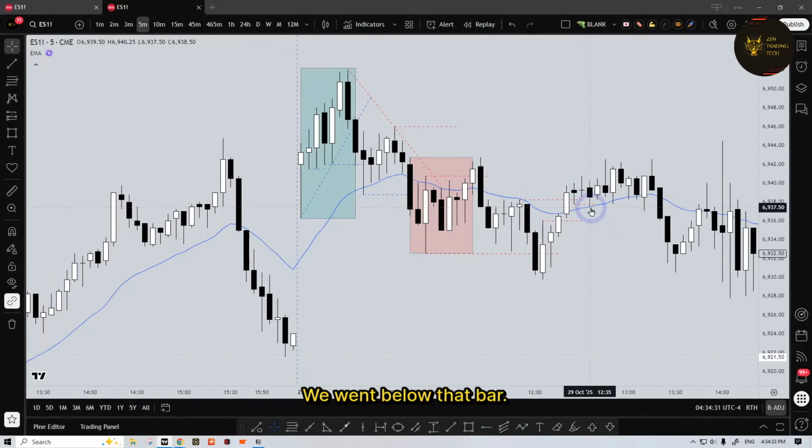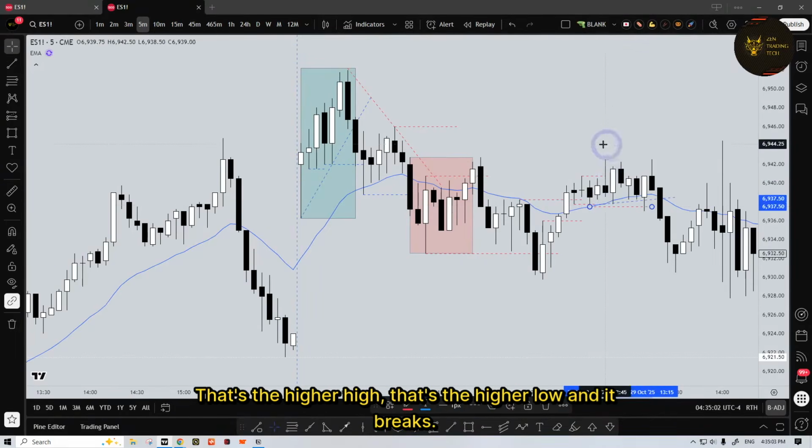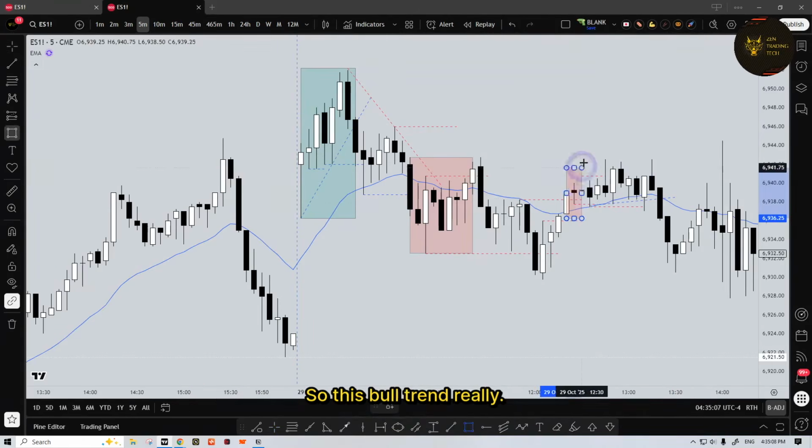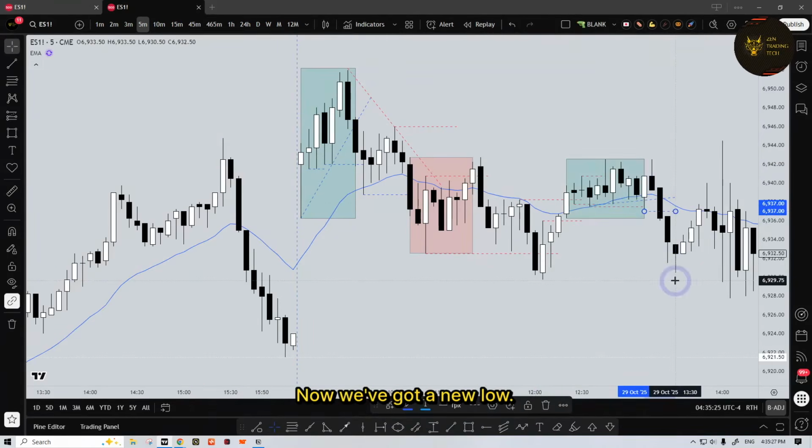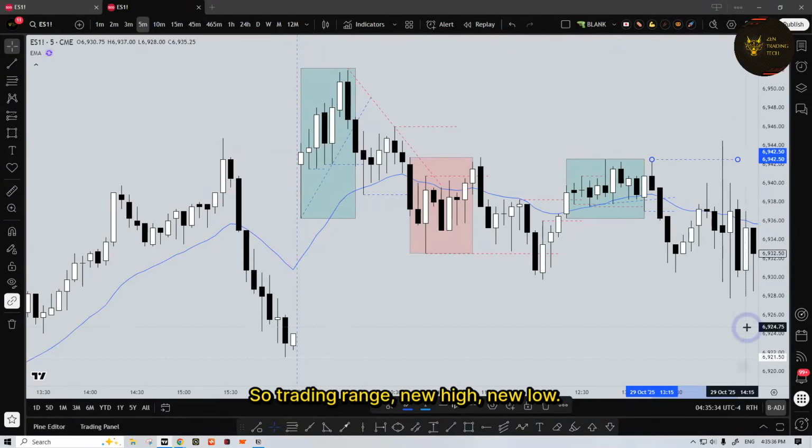New high. We went below that bar. That's not great for the bulls. We went above that high. We didn't go below that low. So now we've got a very small bull trend. That's the higher high. That's the higher low, and it breaks. So this bull trend really is only here. Now we've got a new low. Can we get a lower high and a new low? There's a possible lower high. No, we went above. So trading range, new high, new low.